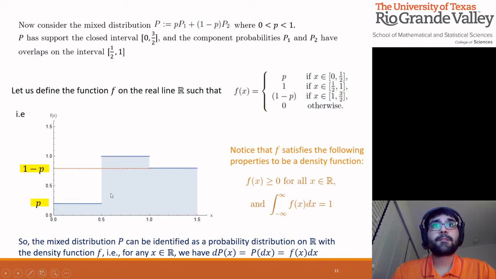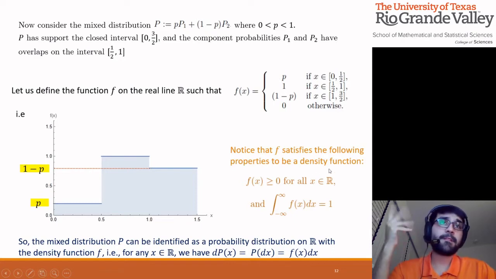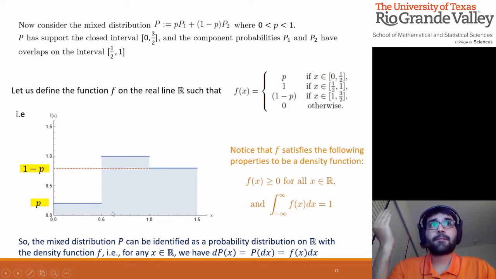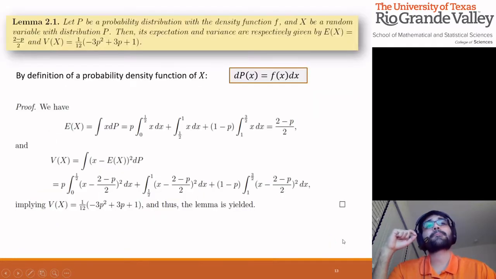Now, in this example, notice that f satisfies the properties of a density function, because f of x is nonnegative for all x in R, and also the area under f of x equals 1. If you find the area under the lines, we get a total of 1. So the mixed distribution P can be identified as a probability distribution on R with the density function f. That is, for any x in R, the differential of P of x equals f of x dx.